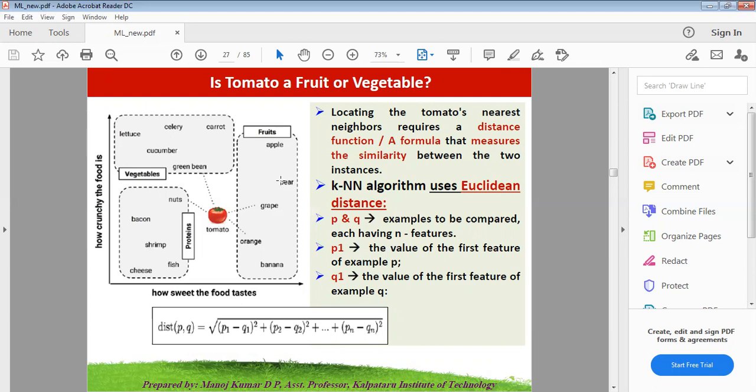Now see here. Compare to find which one is the nearest. How do you find the nearest one? By finding the distance between the unlabeled item and the nearest one.